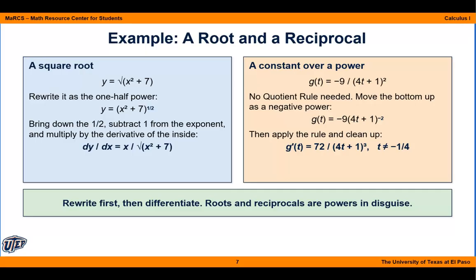This will give us g prime of t is equal to negative 9 times negative 2 times (4t plus 1) raised to the power negative 3, times 4. This will be equal to 72 divided by (4t plus 1) raised to the power 3. The original restriction remains that t cannot equal 1/4. Rewriting first avoids the unnecessary quotient rule.